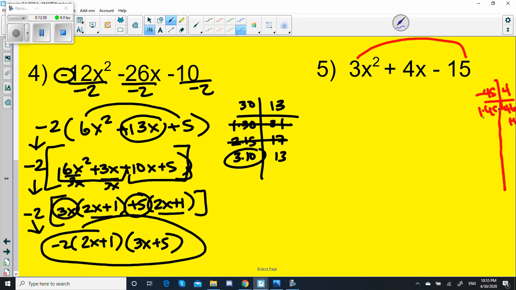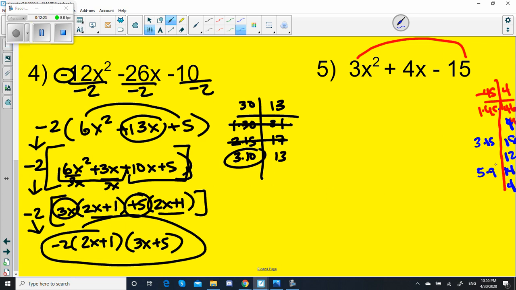Okay, so 1 times 45, if I add them, is 46. If I subtract them, it's 44. Okay, so 2 won't go in, 3. 3 times 15, if I add them, is 18. If I subtract them, is 12. That doesn't work. 5 times 9. If I add them, that's 14. If I subtract them, it's 4.